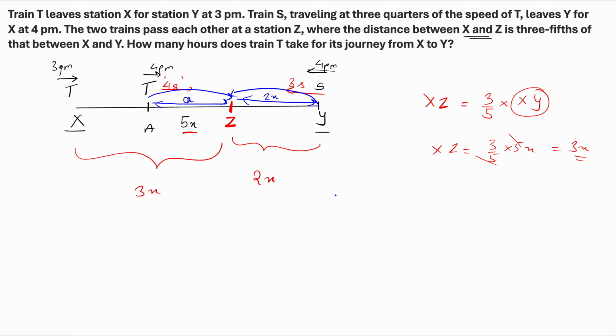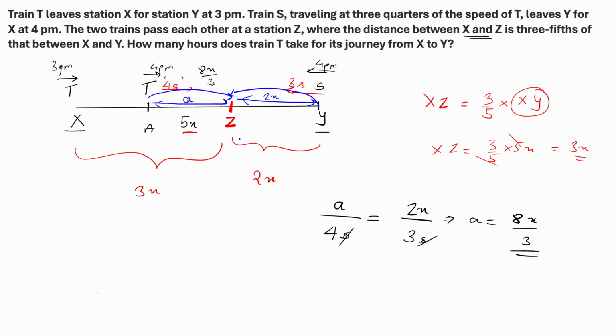Time is always equal to distance upon speed. So the time taken by train T to travel AZ is the distance a upon its speed 4s, and the time taken by train S to travel ZY is the distance ZY, which is 2x, upon its speed 3s. These two timings are equal, so we can equate the two. s will get cancelled out, and eventually I get the value of a. a here will be 4 twos are 8, x by 3. So this distance AZ is actually 8x by 3.